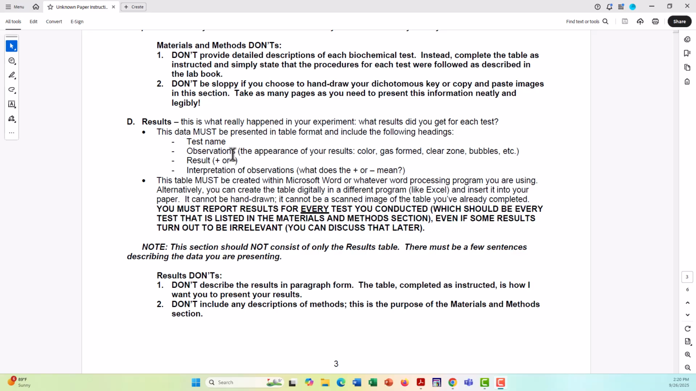Some of those tests have a slightly different notation that you're going to use for positive or negative, so you need to pay attention to that. I'll talk about one specific test in a minute. And then what is your interpretation of your observations? That means what does positive or negative mean? So let me give you a couple of examples.